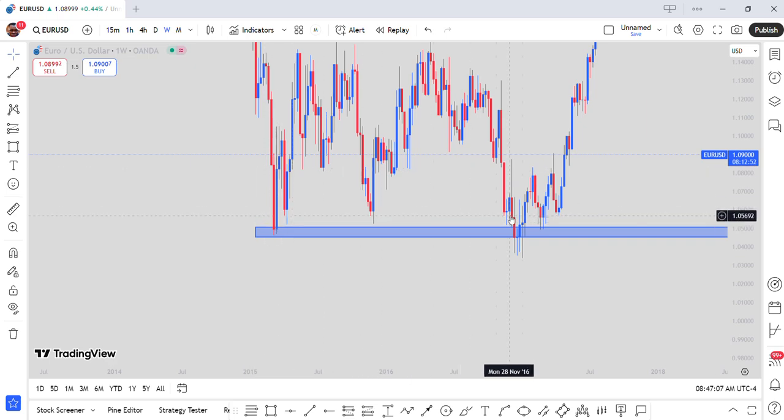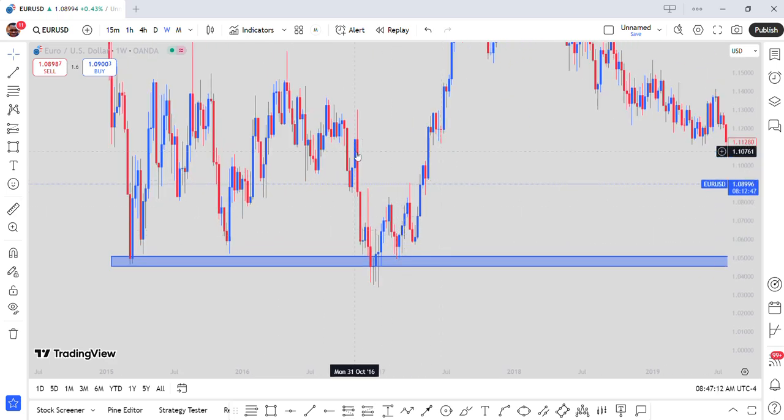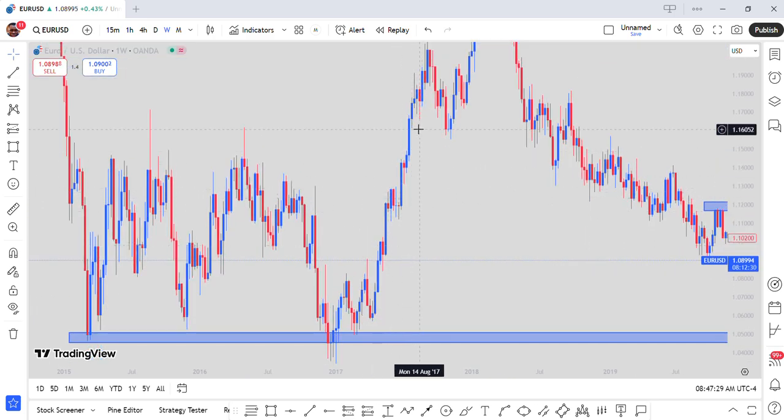So this was the first touch. This was the second touch of this level. As you can see, when price got here, price was dropping around this region. But when price got into this zone, price starts heading higher. And the way price moved away from this level was significant. Price does not just stop around this region and then start coming back down. Price moves away from this level significantly, as you can see.